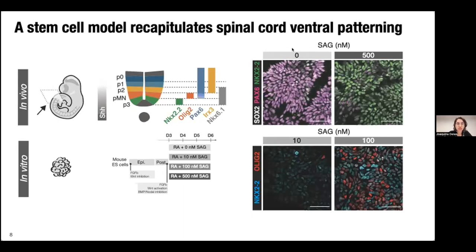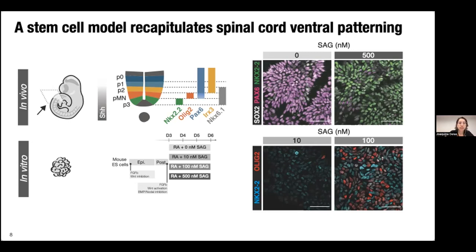So at low concentrations or zero nanomolar of this agonist, we get expression of, for example, PAX6, which is a marker that is expressed farther away from the source. Whereas at the highest concentration that I'm using, 500 nanomolar, you get expression of NKX2.2, which you can see in the diagram is expressed closest to the source. So this is a very nice dose response. But what you can also see is that in this other image at 100, you can see a mixture of two different colors, which are two different markers for alternative cell fates. And so, as I said earlier, you can molecularly distinguish them by a combinatorial code.